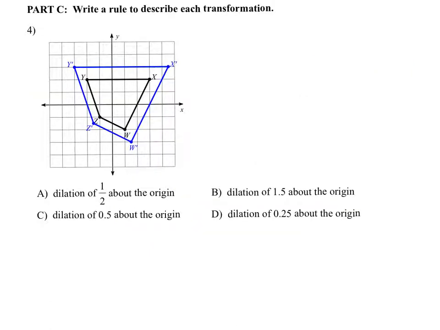Okay, part C says write a rule to describe each transformation. So we want to know what kind of dilation happened here, or what was the scale factor to go from this black quadrilateral to this blue quadrilateral. Quadrilateral, 4 sides. Okay, so what we have to do is figure out the scale factor, and then we'll be able to pick one. Some are written in fraction form, some in decimal, but if you want, you can change them all to decimal. It doesn't matter.